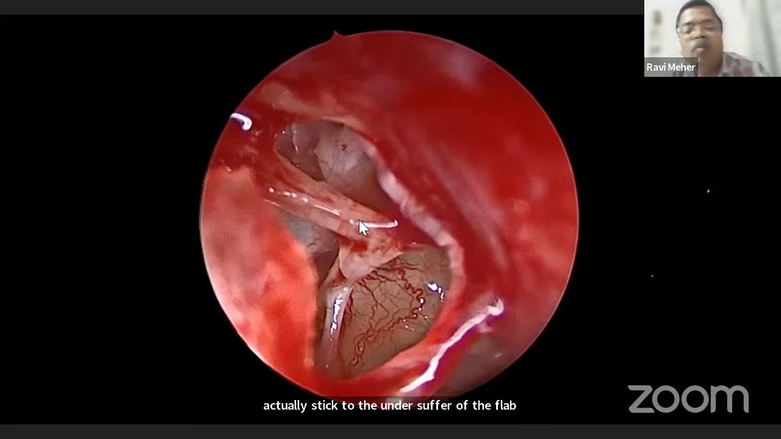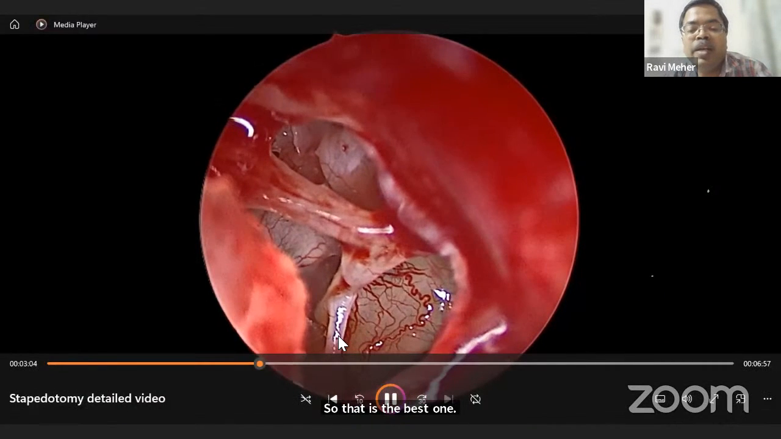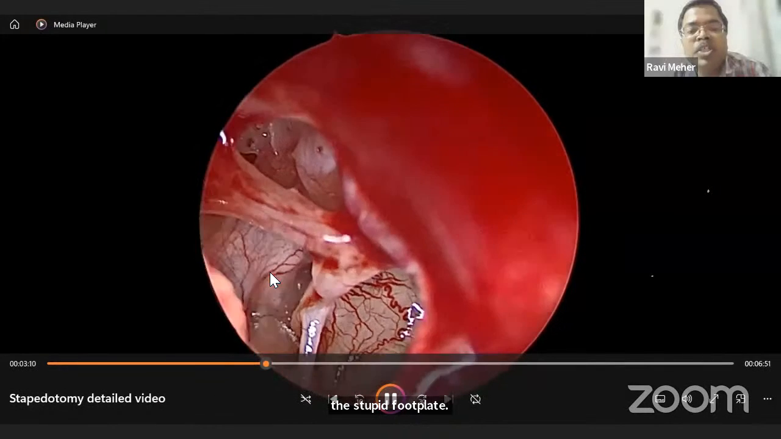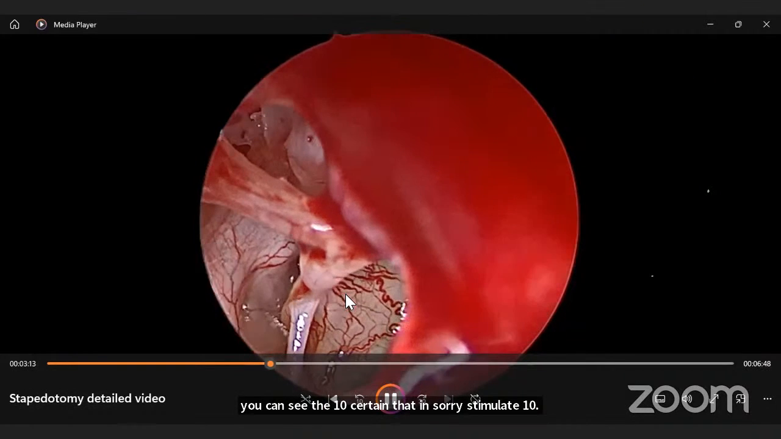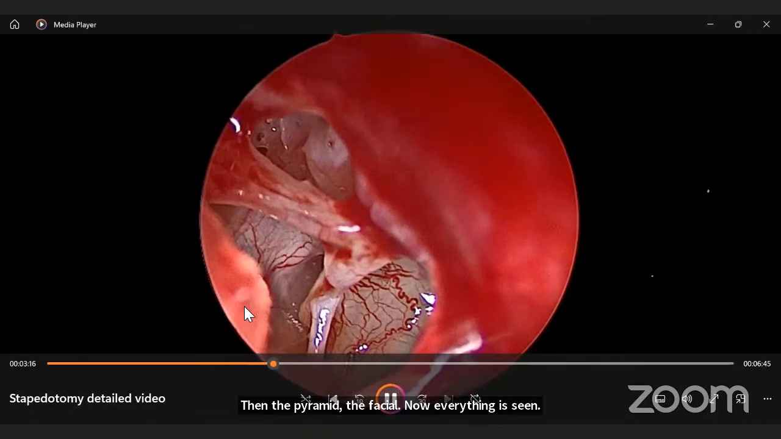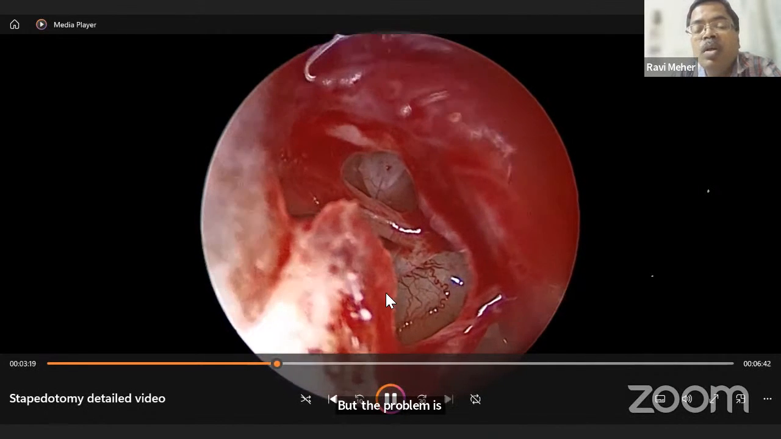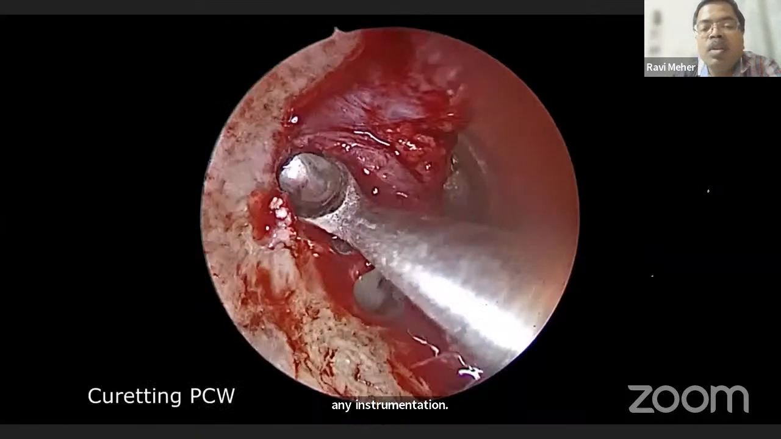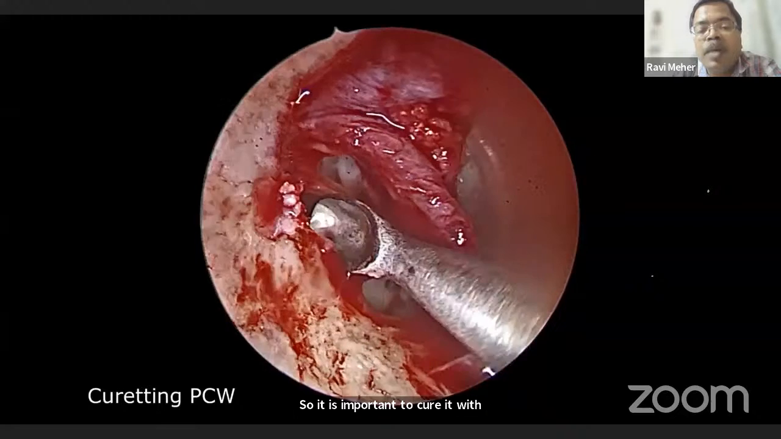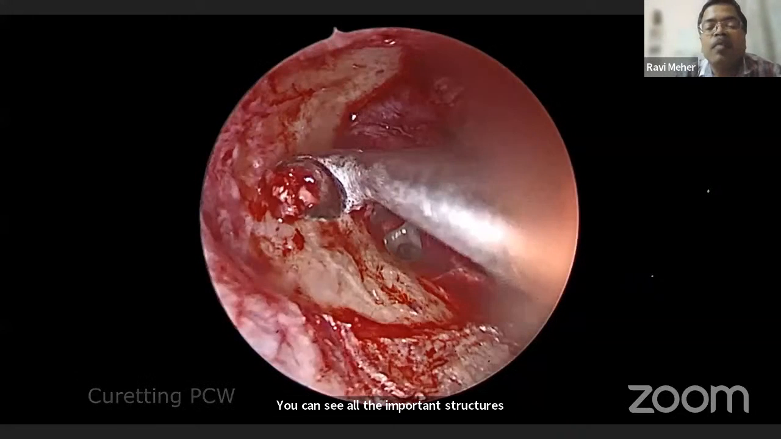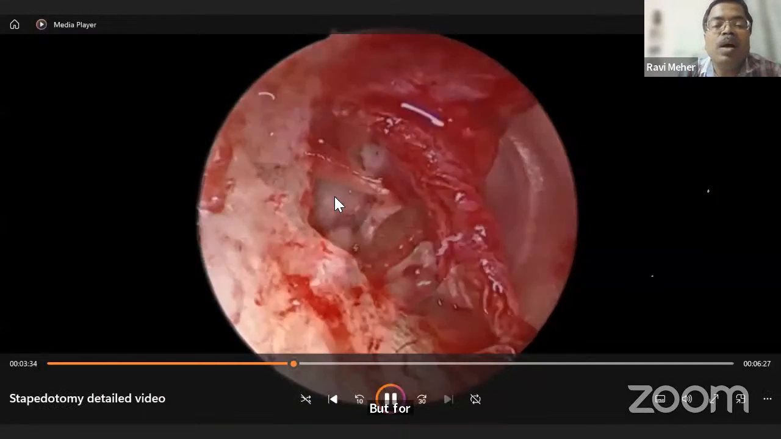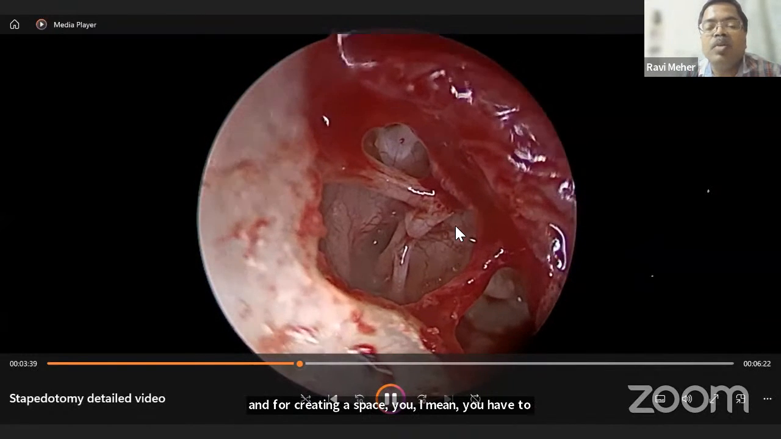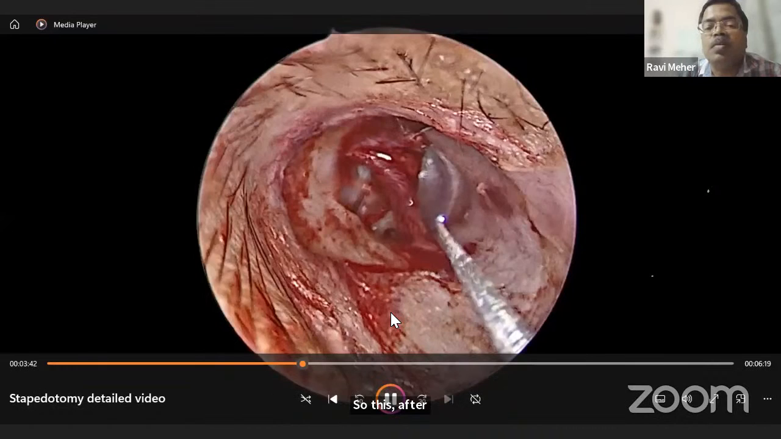So now what you see, you can see the footplate. You can see the stapedius tendon, the pyramid, the facial nerve. Everything is seen, but the problem is that you will not be able to manipulate any instrumentation. So it is important to curette. With the endoscope, you can see all the important structures, but for instrumentation, you need to create some space. And for creating this space, you have to curette the posterior superior canal wall. So this is after the curettage of the posterior superior canal wall, and you can see a nice view of all the important structures now, right?